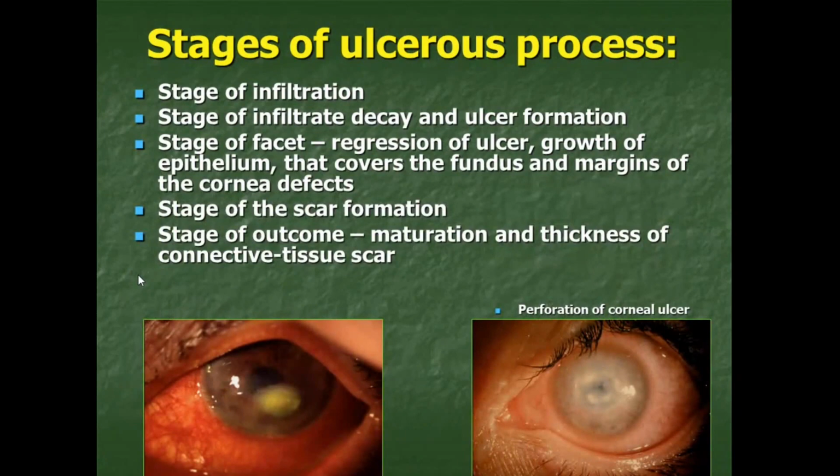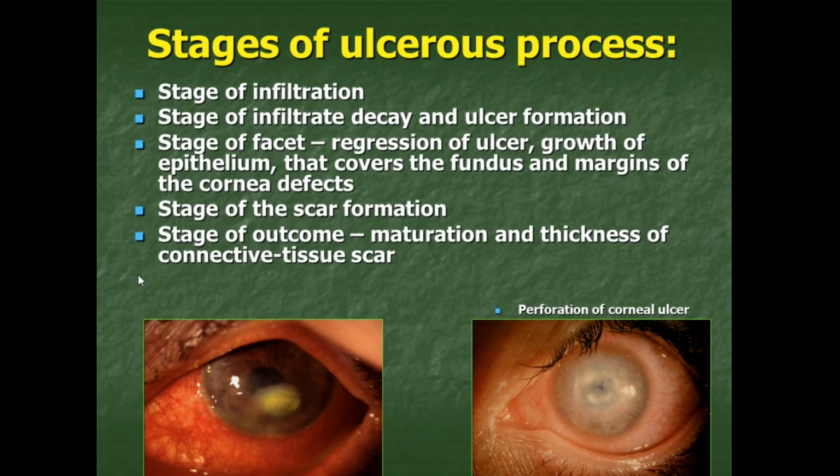There are some stages of the ulcerous process in the cornea: stage of infiltration, stage of infiltrate decay and ulcer formation, stage of facet regression of the ulcer, growth of epithelium that covers the fundus and the margins of the corneal defect, stage of the scar formation, and stage of outcome, maturation and thickening of the connective tissue scar.